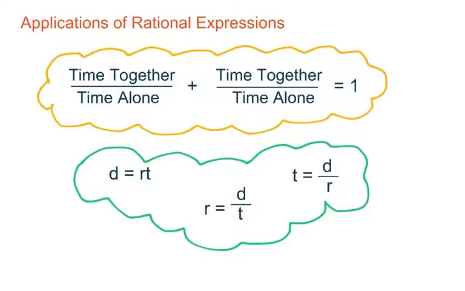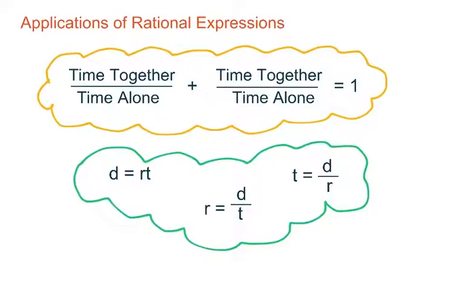And then the other big idea we're working with is distance equaling rate times time, and knowing that there are two other ways of writing that formula based on what you're given. The time together, time alone problems are more like people painting a room together, stuff like that. Distance, rate, and time, you're going to see that in the context of perhaps a plane flying with or against the wind, a boat traveling downstream or upstream, things like that.